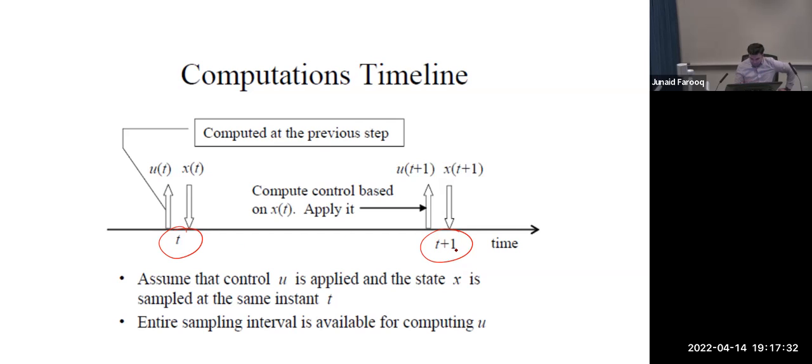The next time interval, based on the X of T, you will compute U of T plus 1 and apply it. And what you need, for the next cycle, is X of T plus 1, which you compute from the state space model. So it's just to show you that U is the output of the optimization, and X is the input or the computation of the state at both of these time instants.